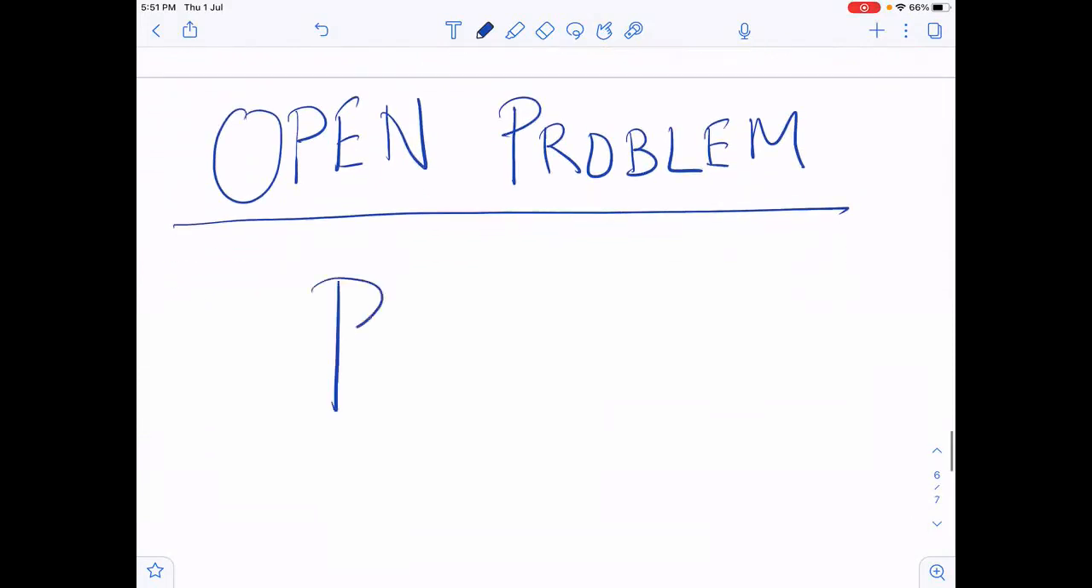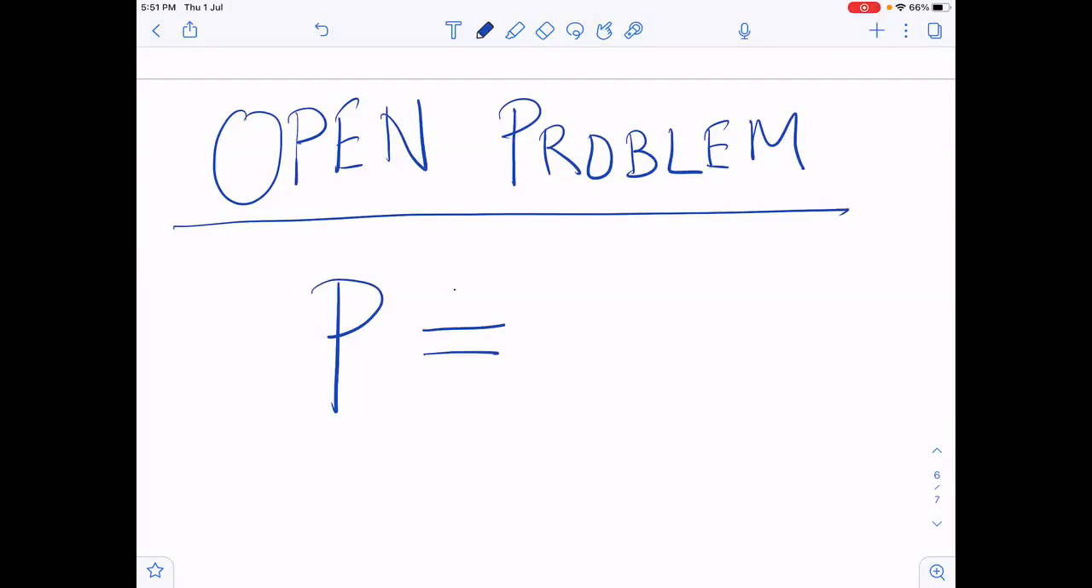Is P equal to NP or not equal to NP, whichever it is? Most people believe P is not equal to NP. But this is the problem.